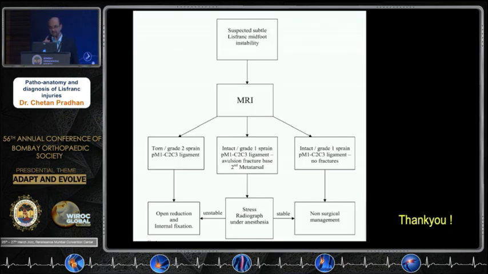In fact, there is an algorithm based on MRI for subtle or pure ligamentous Lisfranc injuries. If it's a grade 1 or grade 2 sprain, do a stress radiograph under anesthesia. If it's stable, then you can manage them non-surgically, but if unstable, or a completely torn ligament, then surgery is described, even if it is a pure ligamentous injury.